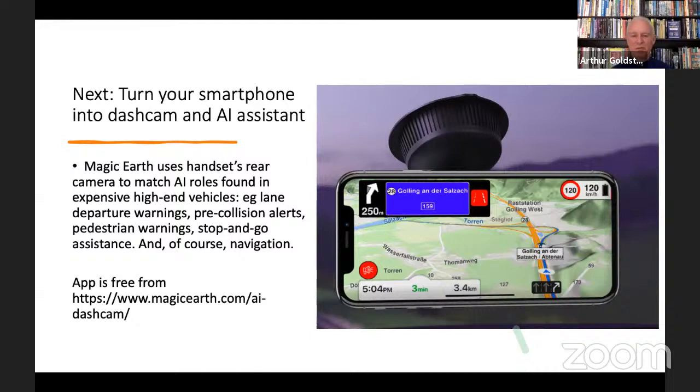This is probably my favorite artificial intelligence tool that I've discovered in recent months. It's called Magic Earth. It can be any smartphone made since 2016. All you need is to download a free app from magicearth.com, and you need a little suction device and a holder that affixes your smartphone to your windscreen, much like a dash cam.